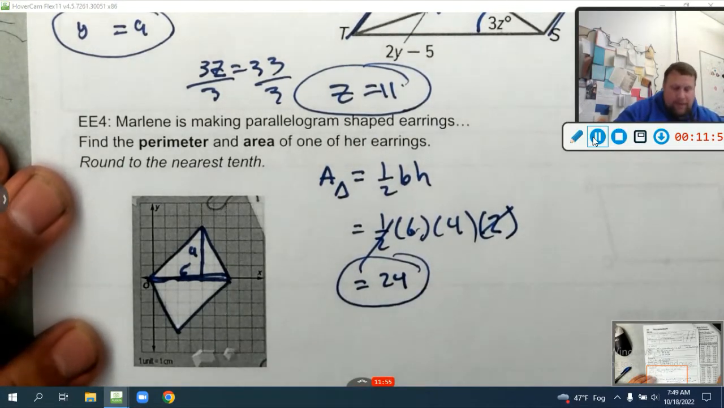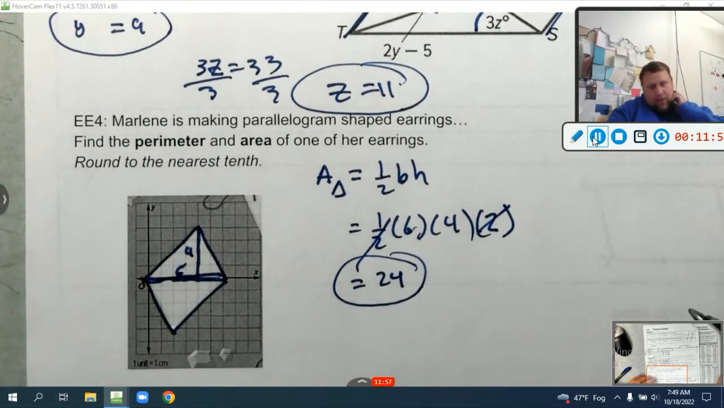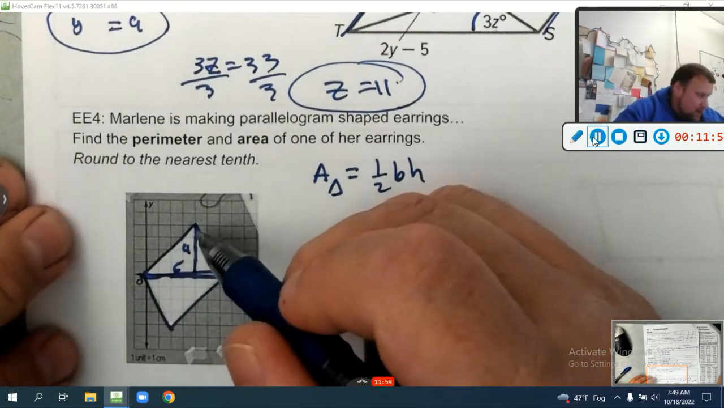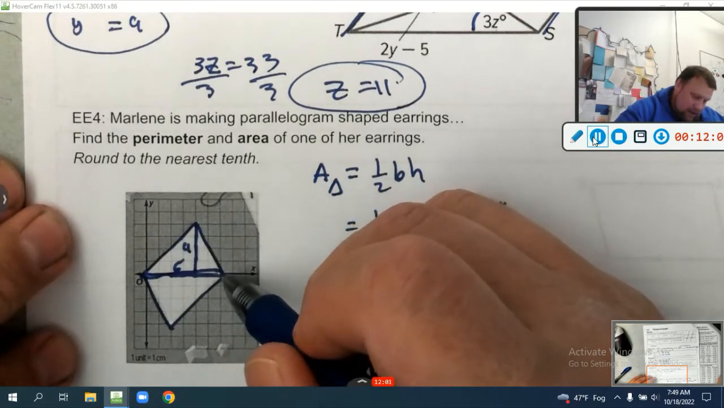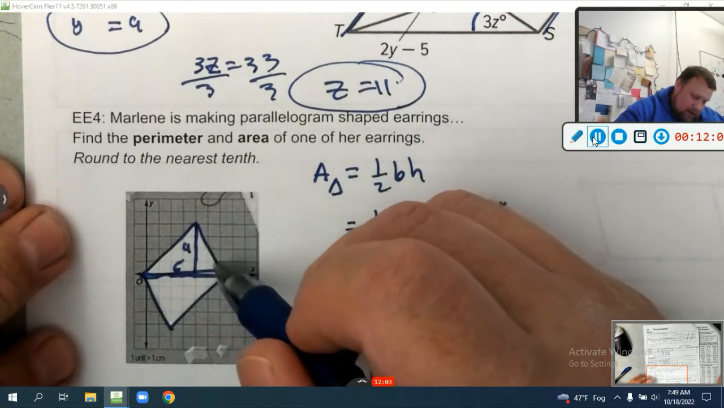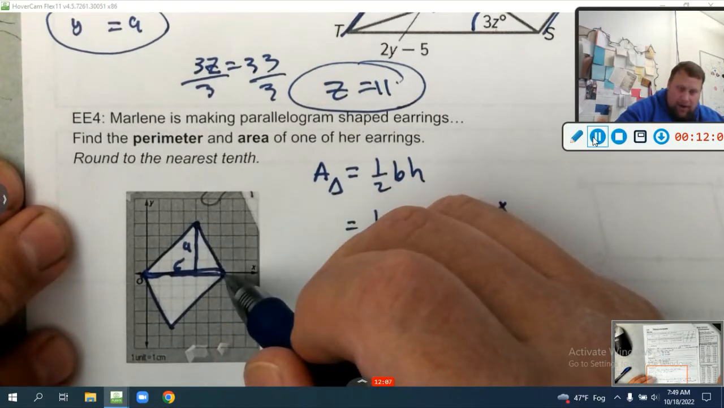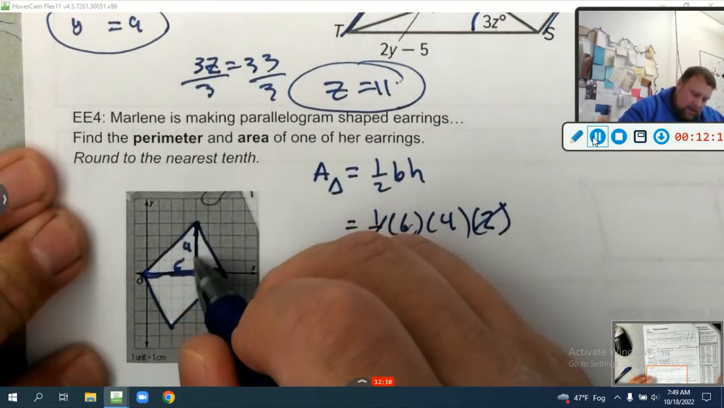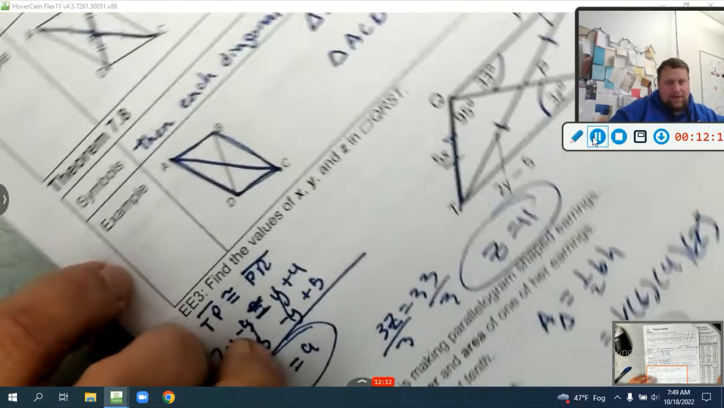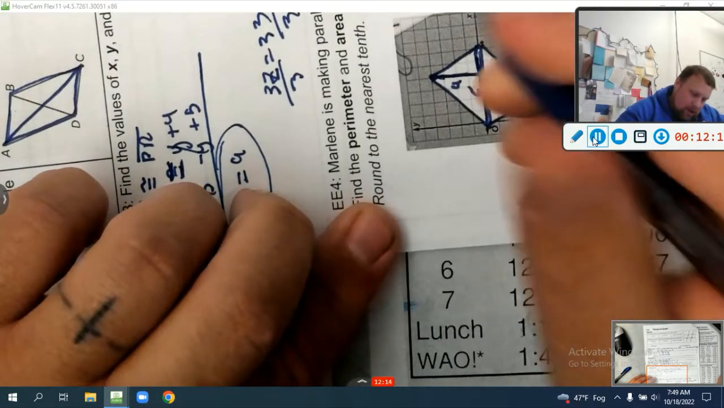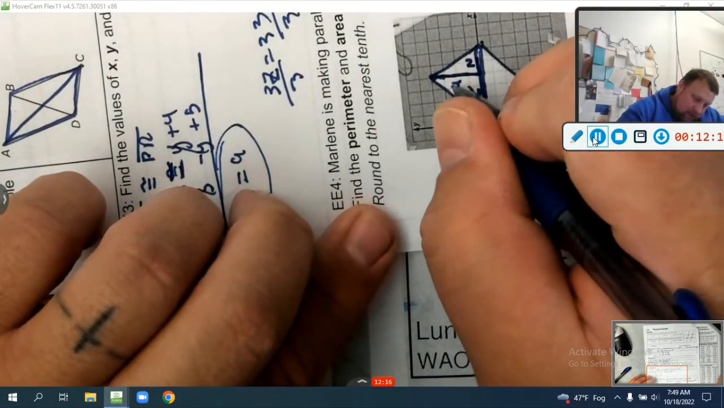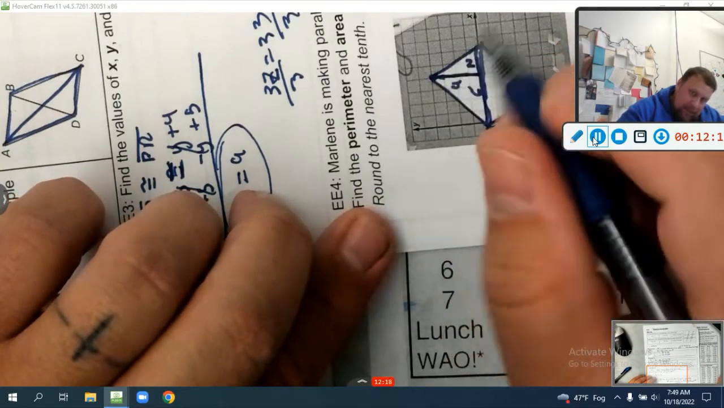The perimeter is a little different. Because for perimeter, I need to find a distance, so I'm going to need to actually find this hypotenuse right here, right? Because think about it. Doesn't this look like a triangle? If I were to turn it sideways, this is a triangle with a leg of 2, a leg of 4, and we don't know what the hypotenuse is.